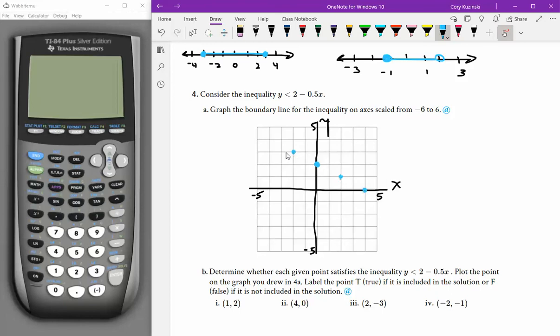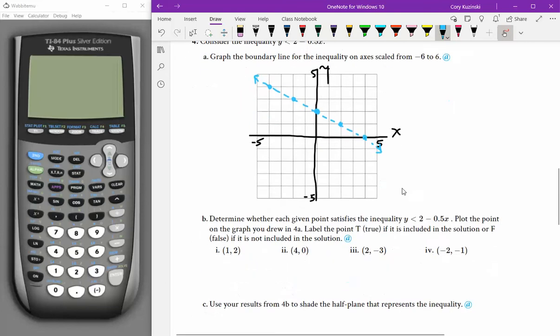Left 2, up 1, left 2, up 1. So there's our boundary line. And I'm actually going to do a dashed line because none of the points on that line are solutions to the inequality, because this is not "or equal to." It's kind of like an open dot on a two-dimensional graph, or on a number line. All right, so part A is done.